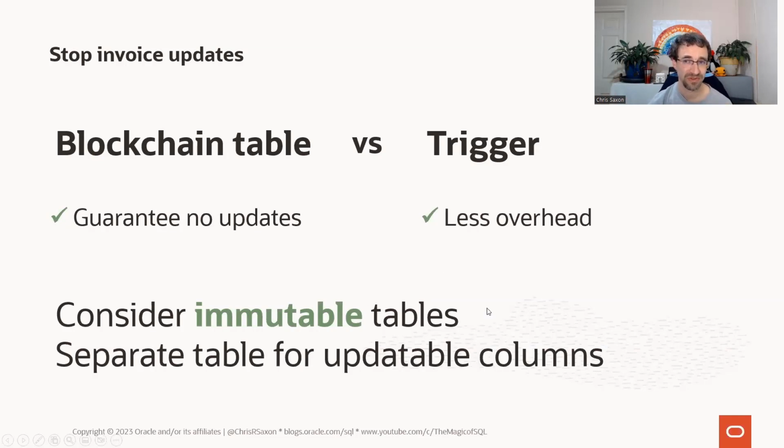So I'd create a mutable table and consider separate tables for updatable columns. This is one where you have to think carefully about your use case and requirements. What are you preventing? What should be updatable? Why should it be updatable? Does it actually make more sense to store that in a separate table?